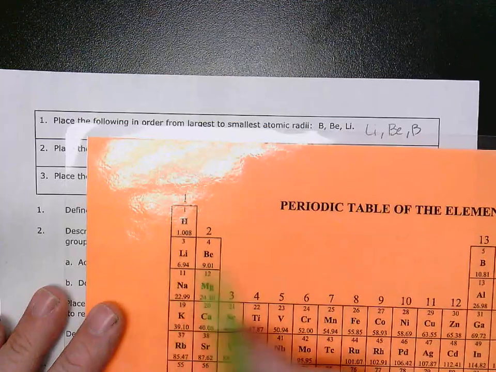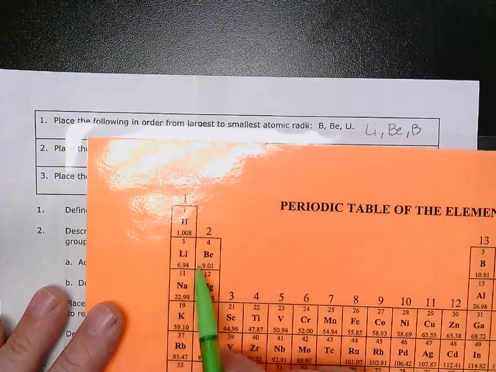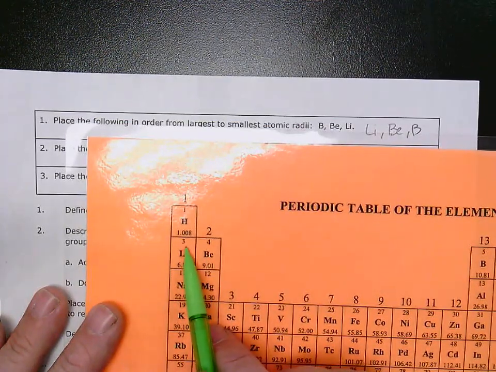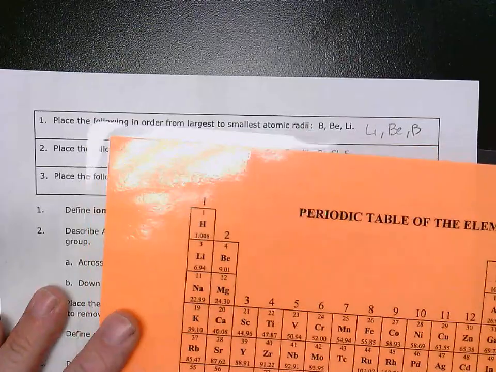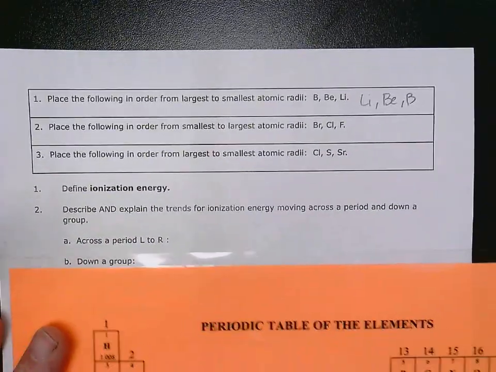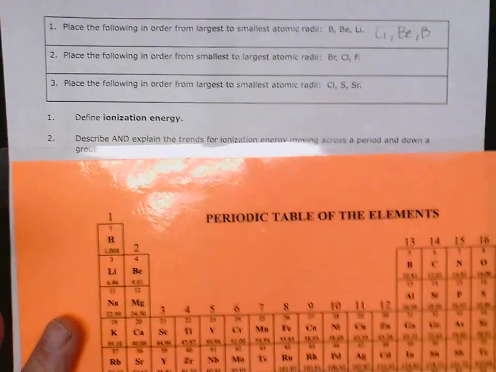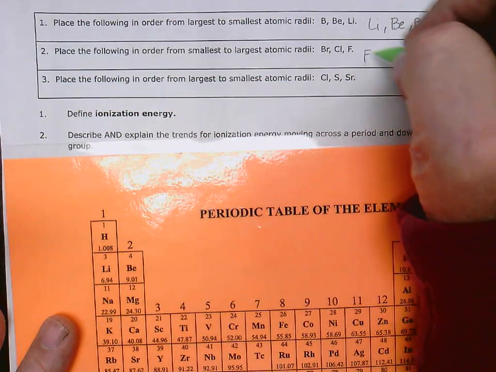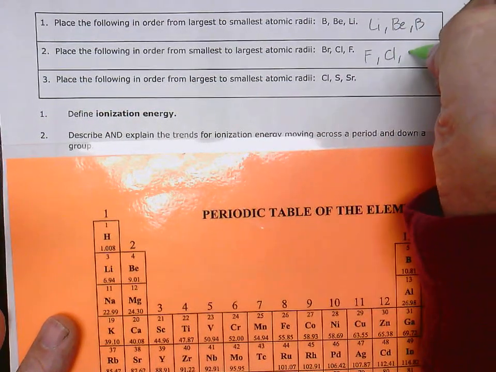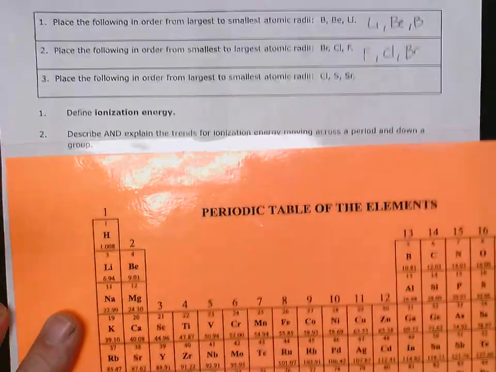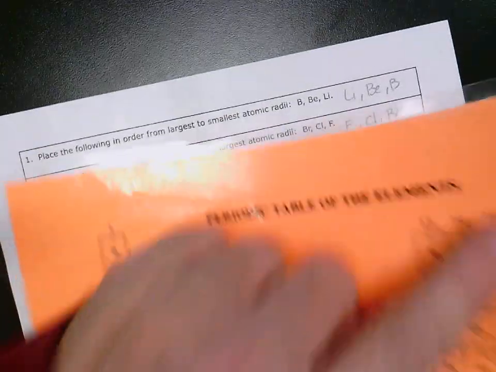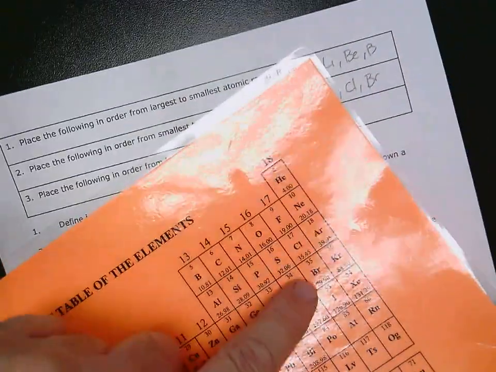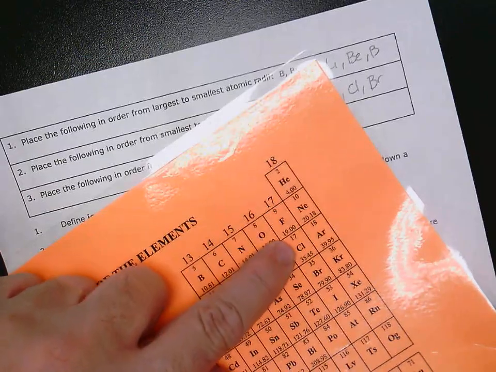It has 5 protons and 2 shells, so it pulls them in tighter. Beryllium has 4 protons. Lithium has 3. It doesn't pull them in as tight. Smallest to largest atomic radii, bromine, chlorine, fluorine. Okay, smallest to largest. Fluorine's the smallest, chlorine's the second largest, and bromine is the largest. That is top to bottom. F, Cl, Br, 2 shells, 3 shells, 4 shells.